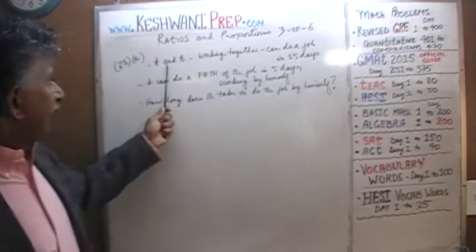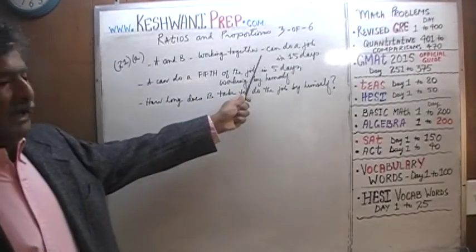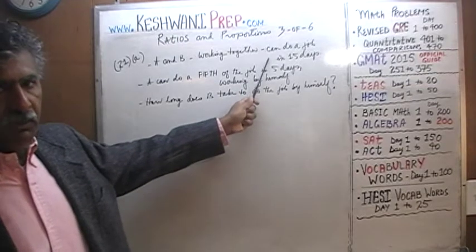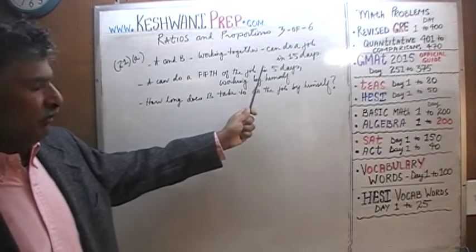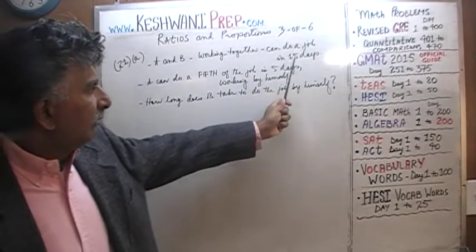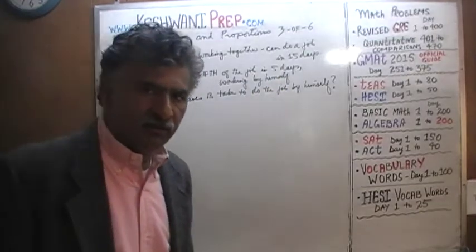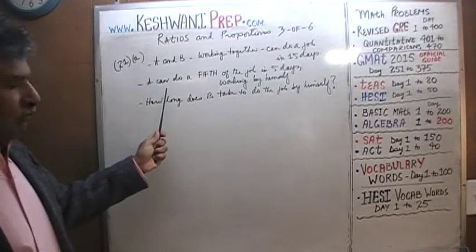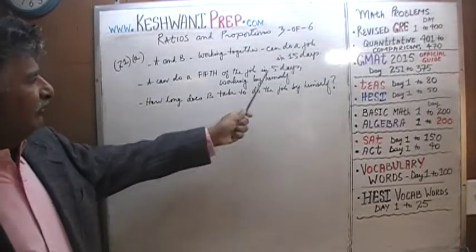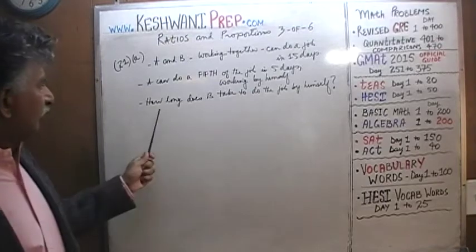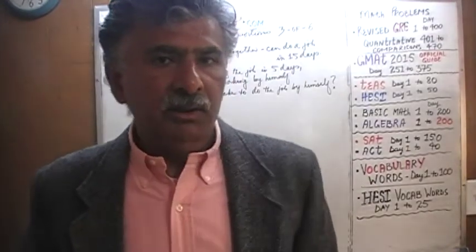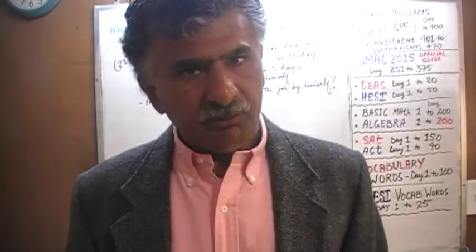It's going to say A and B working together at their respective constant paces, which I left out here because I'm lazy, can do a job in 15 days. They have to work at their constant pace all the time throughout the entire story. We are further told that A can do a fifth of a job in 5 days working by himself. The question simply is, how long will B take to do the job by himself? Let's find out, shall we?